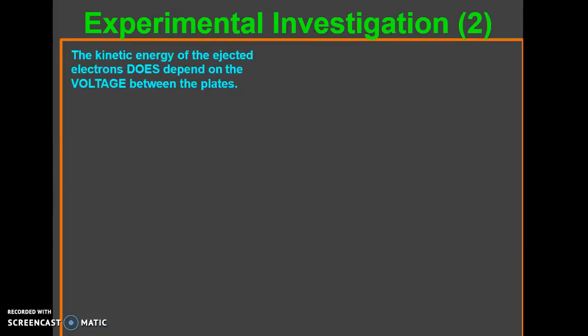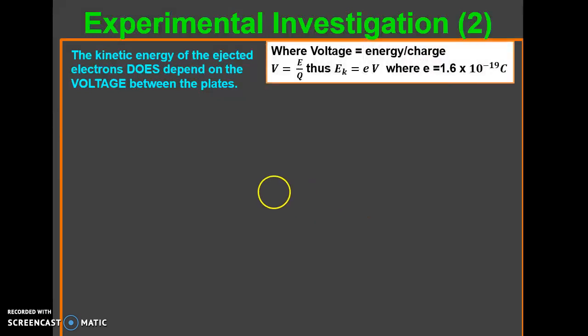So the kinetic energy of the electron does depend on the voltage between the plates. And you know from level 2 electricity, the voltage is equal to energy over charge. And so from that, we can rearrange it: EK equals E times V. Where did we get the E from? That is the charge on an electron, which is 1.6 times 10 to the minus 19 coulombs for each electron.